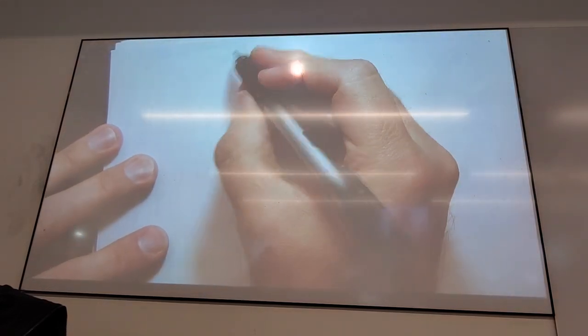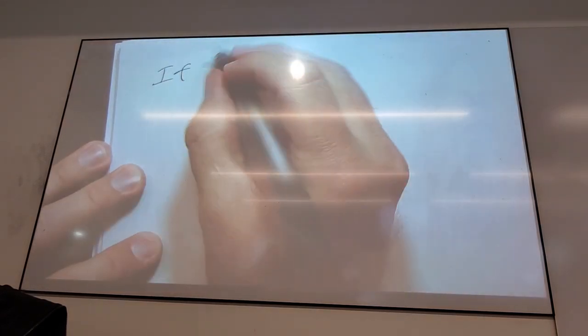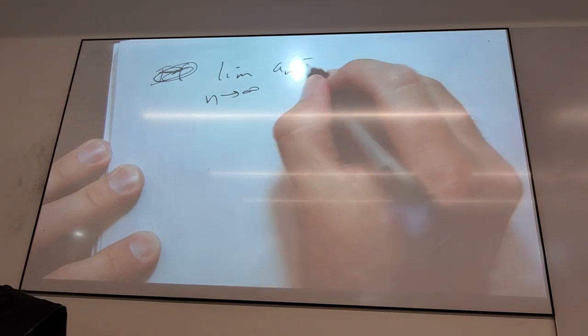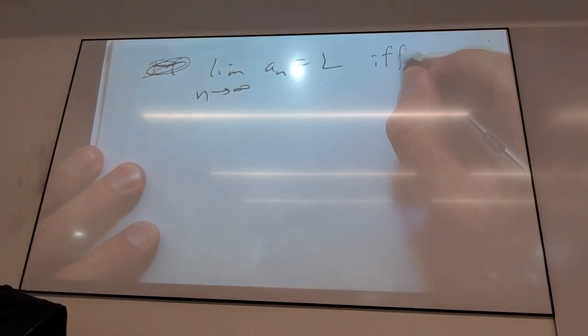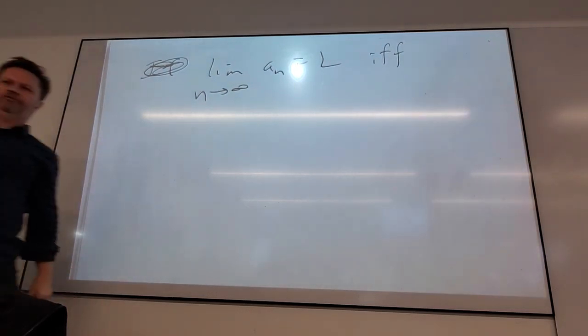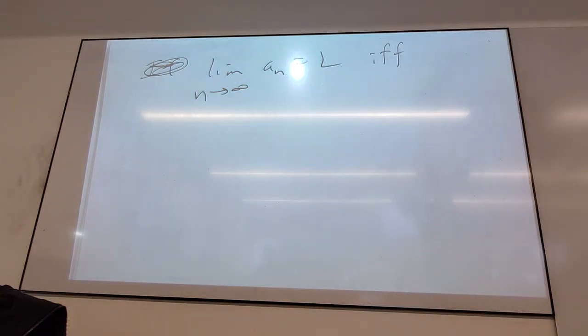Okay. First thing I want to do is formalize what I was talking about earlier, that you can get arbitrarily close to something if it really is the limit. So let me say it like this. The limit as n goes to infinity of a_n is L, if and only if. Let me stop right there. Have you guys ever seen if and only if?